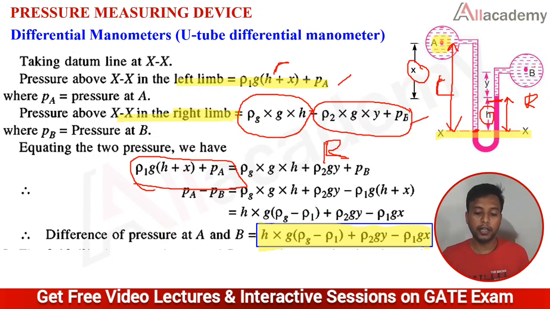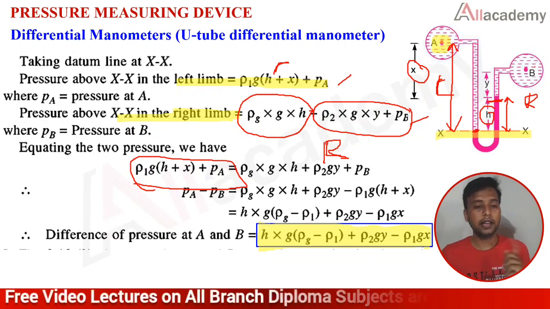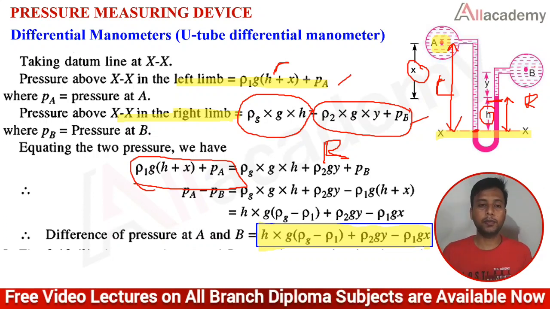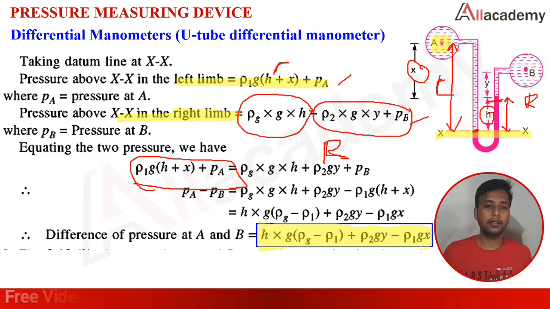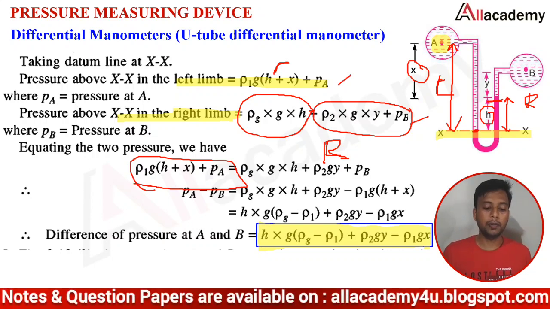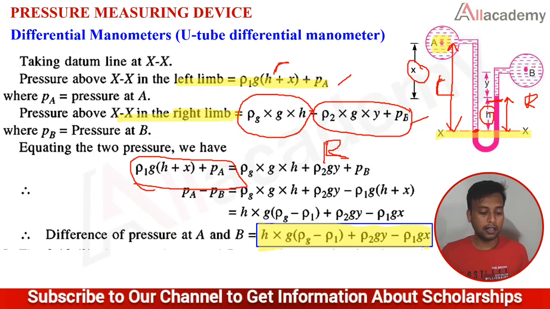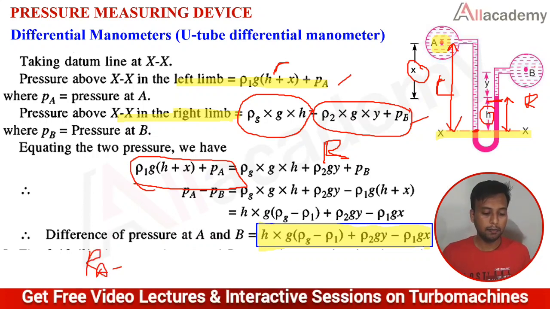If only one point is given in an examination, what happens? You have to identify the pressure at A. In that condition, one pressure has to be given, because the equation you get is h g (rho g minus rho 1) plus rho 2 g y minus rho 1 g x. So this is a difference, and you will get it as PA minus PB. Okay, this is the equation for PA minus PB.